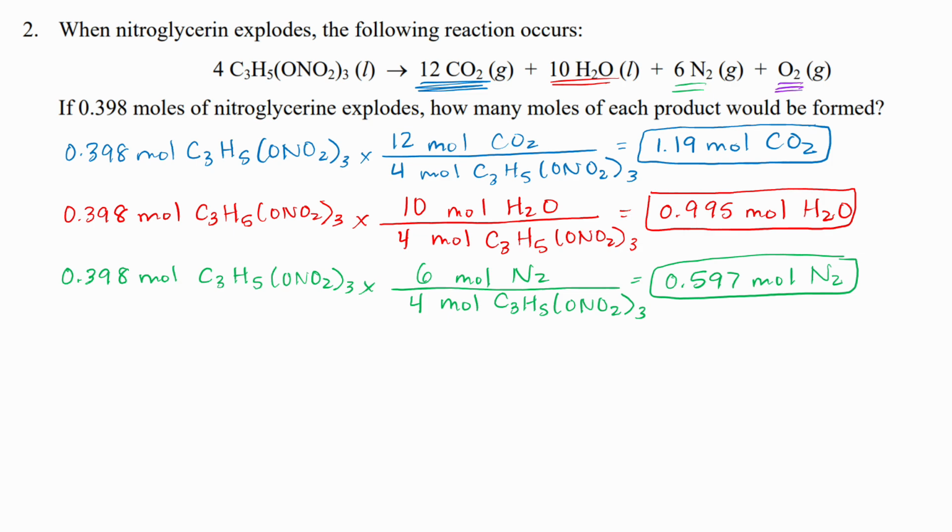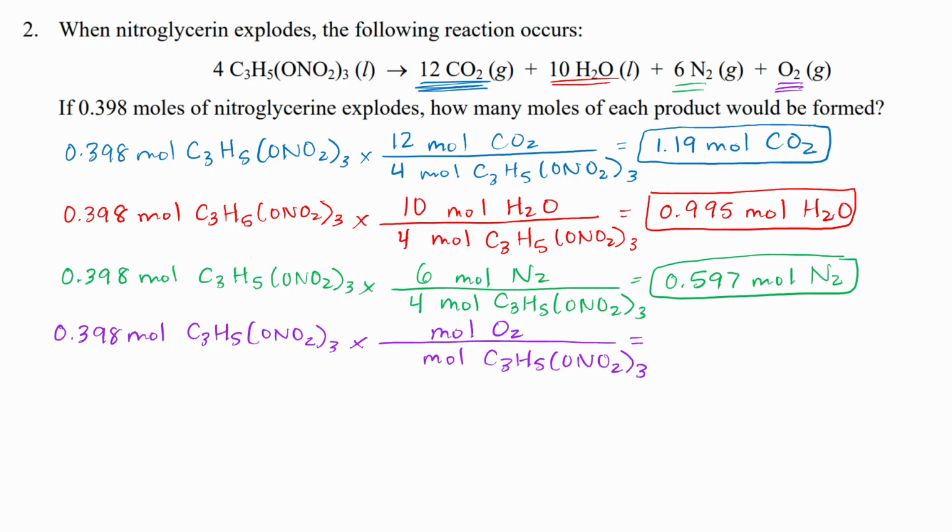And for my last product, oxygen gas, again, I'm starting with my 0.398 moles of nitroglycerin and multiplying that by my mole ratio. Again, I want to get rid of moles of nitroglycerin, so those are going to be in my denominator. And I'm going to get to moles of O2, that's going to be my numerator. So in my calculator, I will just do 0.398 divided by 4. And that gives me 0.0995 moles of oxygen gas. And those are my 4 answers for number 2.